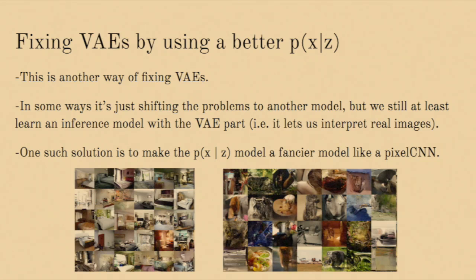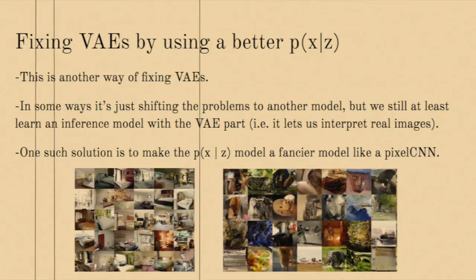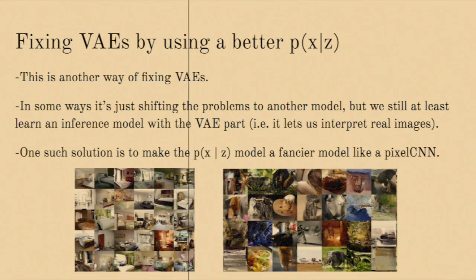so that's pretty cool. Another way of trying to improve variational autoencoders is to use a more complicated model for the decoder p of x given z. To some extent, this is just shifting the problem with the variational autoencoder to another model, but it does mean that the encoder lets us learn an inference model for estimating the value of the latent variable, which could be useful.